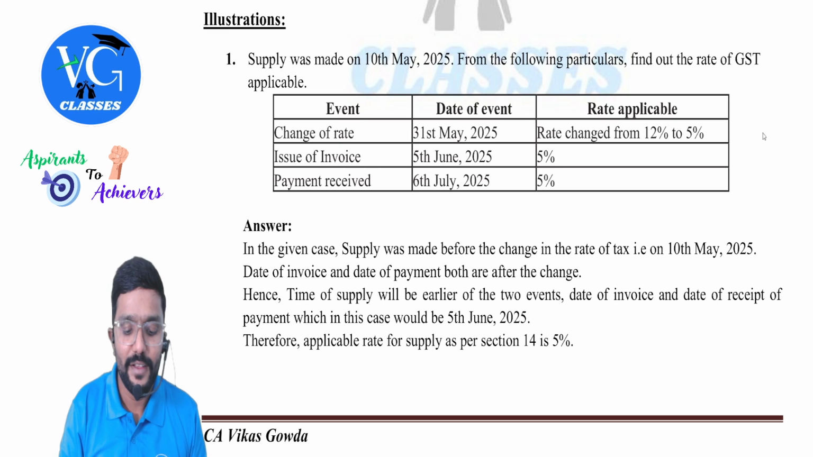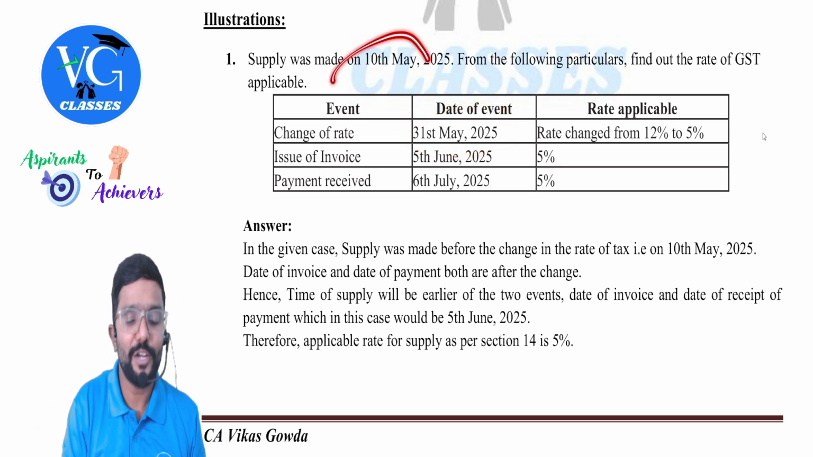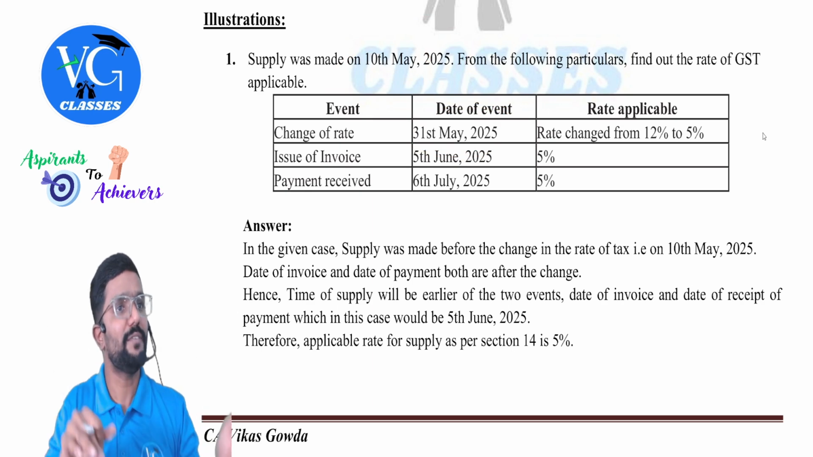Before the change, the change is on 31st May. Supply happened on 10th May. Will 10th May come before 31st May or after 31st May?